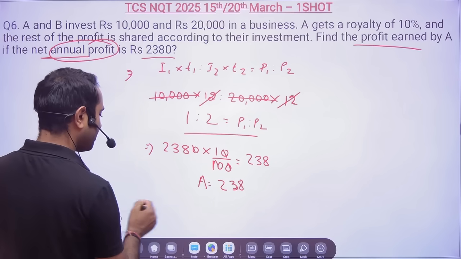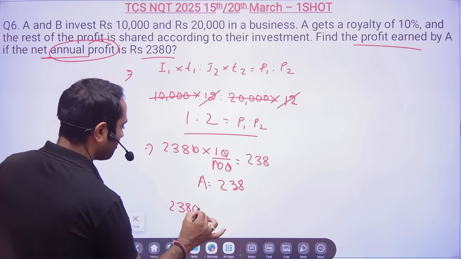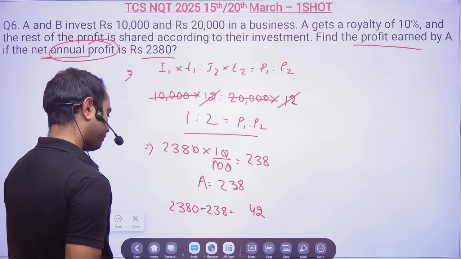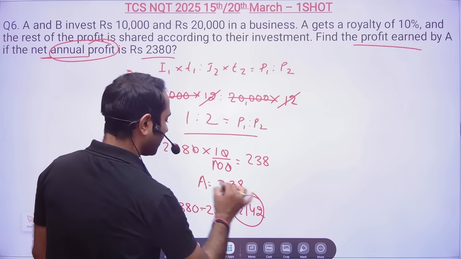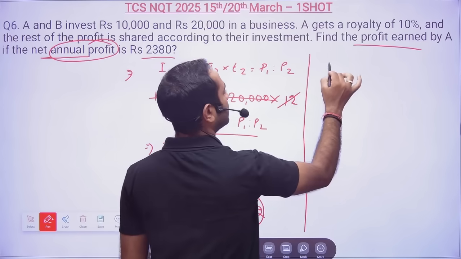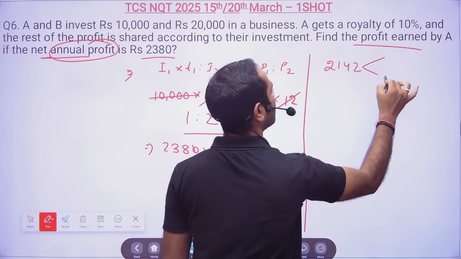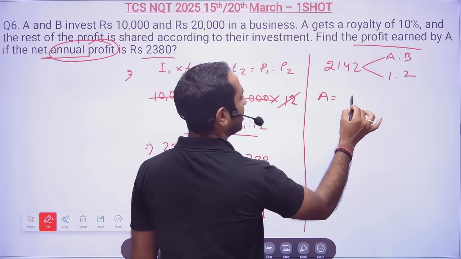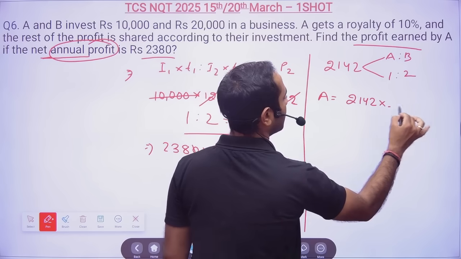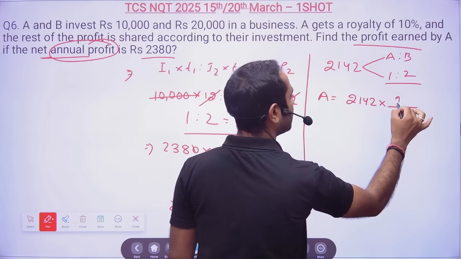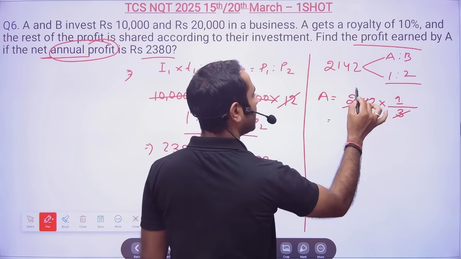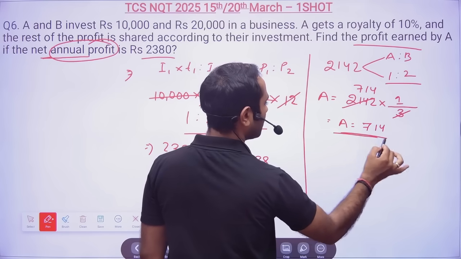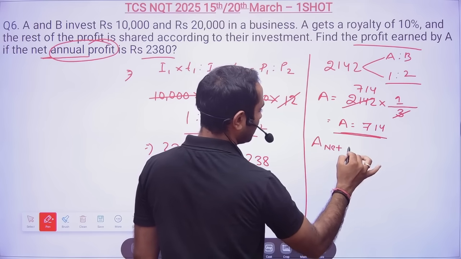So what will be the remaining money? 2380 minus 238. 10 minus 8 is 2, 7 minus 3 is 4, and 23 minus 2 is 21, so 2142. Now this 2142 will be divided among A and B in what ratio? 1:2. So how much will A get? 2142, total is 3 units and A is 1 unit, so 714. So after the share, A will be getting 714. So what is the net profit for A?